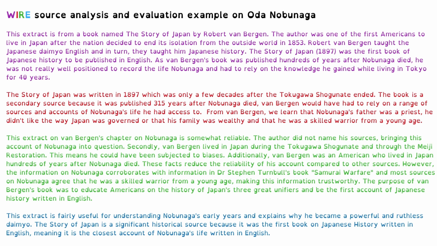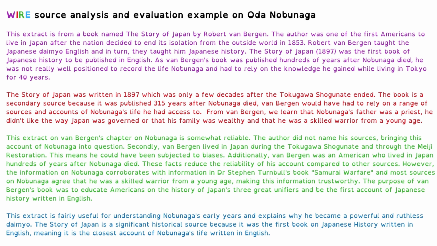However, the information on Nobunaga corroborates with information in Dr. Stephen Turnbull's book Samurai Warfare, and most sources on Nobunaga agree that he was a skilled warrior from a young age, making this information trustworthy. So I'm talking about corroboration now to boost the trustworthiness of my source. The purpose of Van Bergen's book was to educate Americans on the history of Japan's three great unifiers and be the first account of Japanese history written in English.